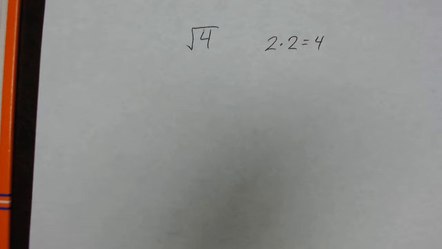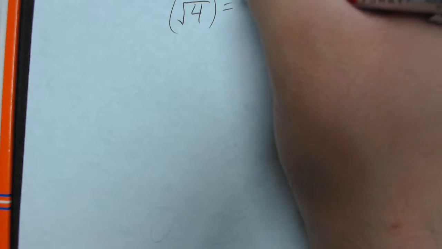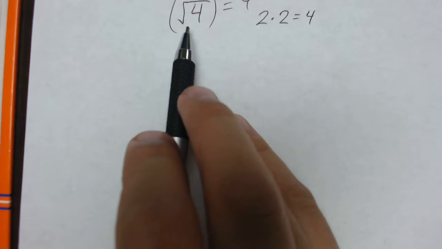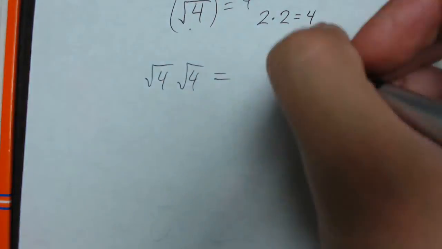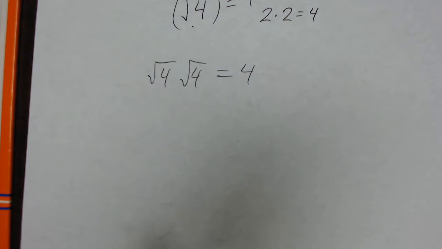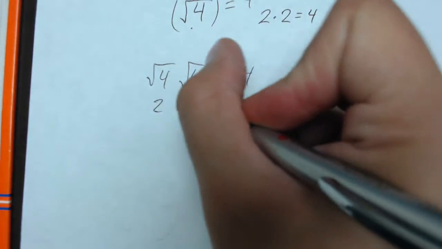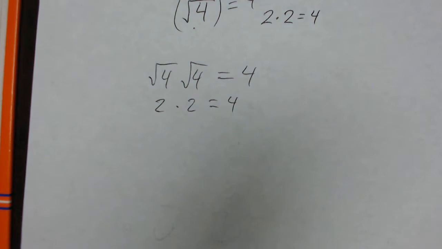So essentially the definition of a square root is that if you were to take a square root and square it, you would get that number. What this means is if I took the square root of 4 and I multiply it times the square root of 4, I would get the number 4. That matches the definition of a square root. If you don't believe me, let's work this out. Square root of 4 is 2. Square root of 4 is 2. 2 times 2, 4.